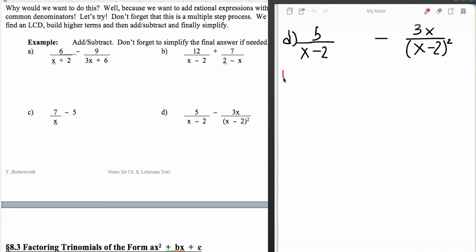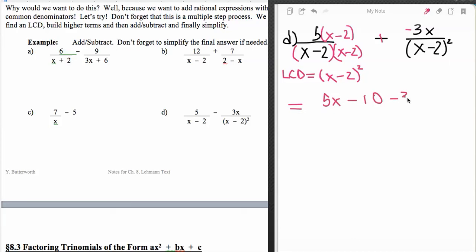Our LCD between x minus 2 and x minus 2 squared. It's the unique factor, x minus 2, to the highest exponent. And the highest exponent is a squared. So this one, x minus 2, is missing another factor of x minus 2. So we'll put the x minus 2 up here that we're going to multiply, and then this will say plus a negative there. And so I'm going to have 5x minus 10 minus 3x all over my least common denominator.